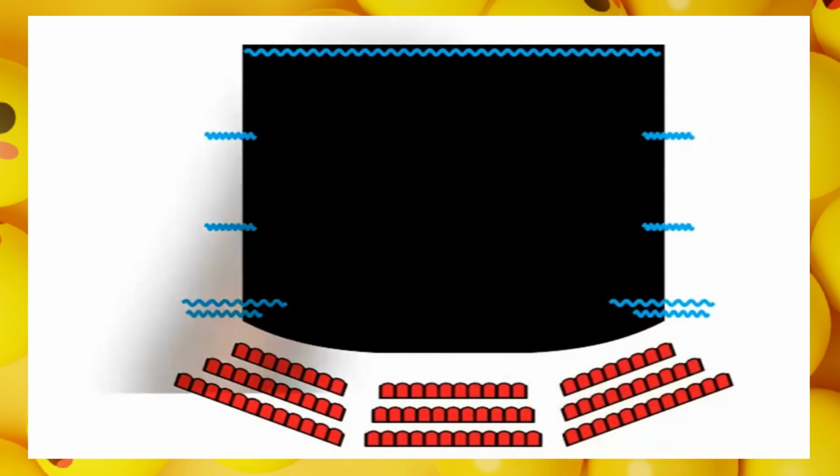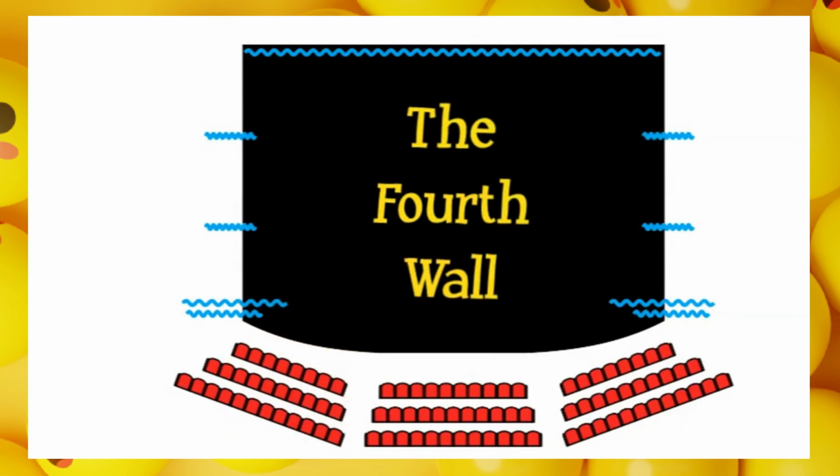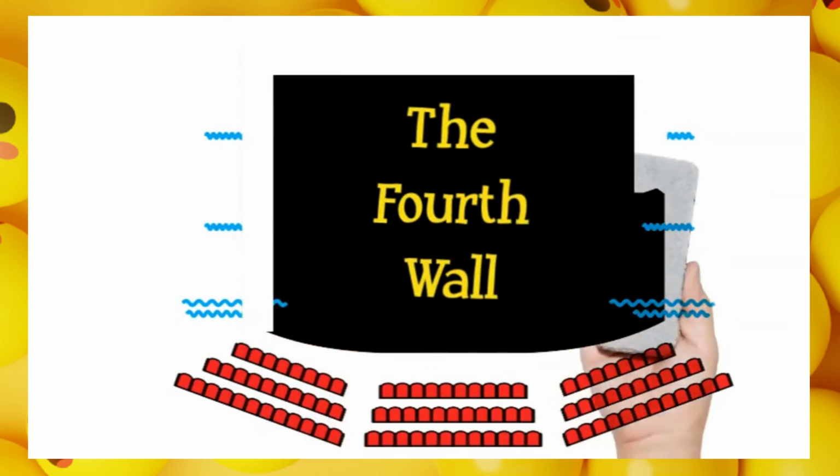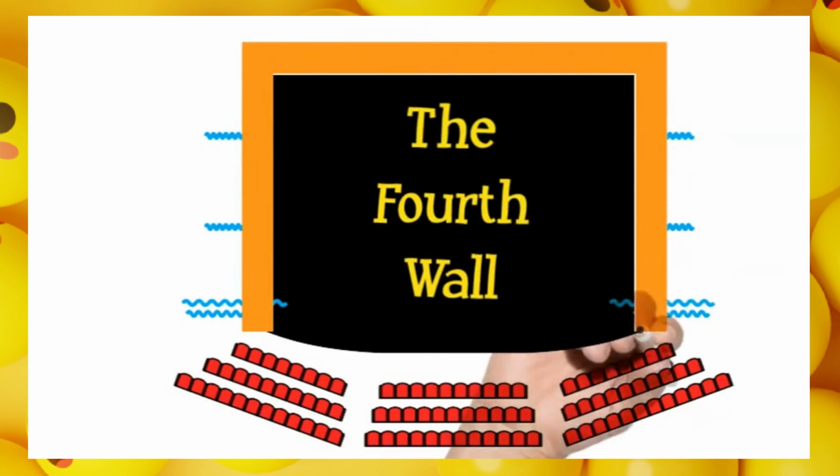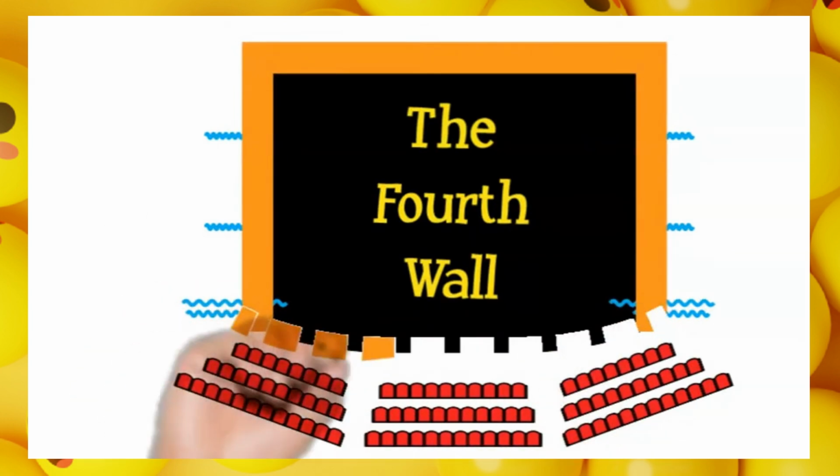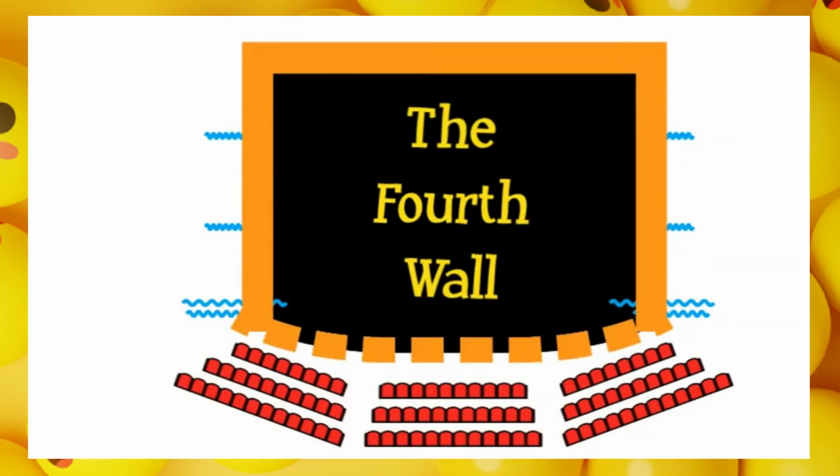An imaginary wall exists between the audience and the performers on stage, the fourth wall. While there are three natural walls surrounding an actor, there is a fourth wall that we can't see, the one between the actor and the audience. This is why actors don't look directly at the audience.